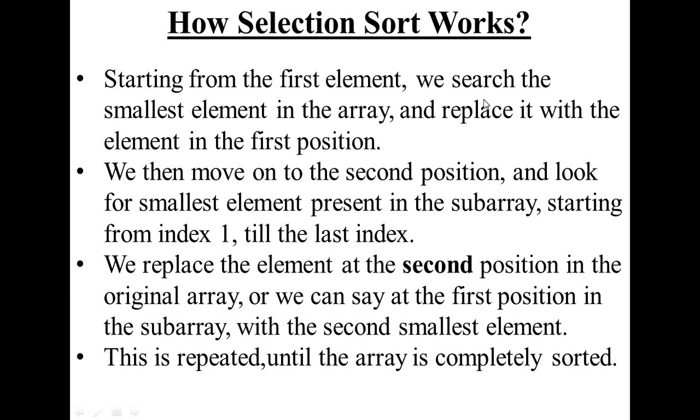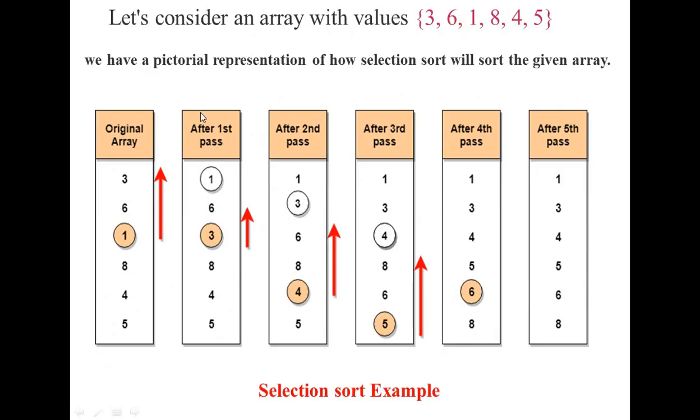Starting from the first element, we'll search for the smallest element in the array and replace it with the element in the first position. Now see, the elements which are given are 3, 6, 1, 8, 4 and 5. In the first step, you can see that 1 is the smallest number. The algorithm says we have to select the smallest number and replace it with the first position number. So this 1 will become the first element and the 3 will take the third place. Then the first number will be sorted.